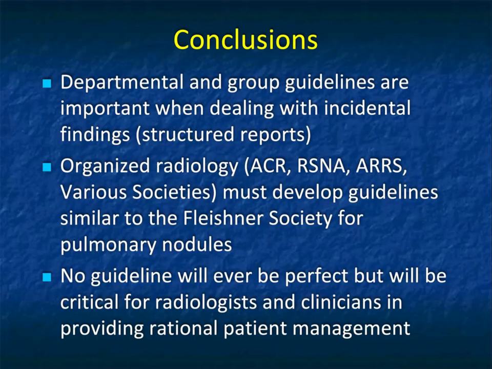So concluding, departmental and group guidelines are important with incidental findings. Organized radiology must develop guidelines similar to the Fleischner Society for pulmonary nodules, and these guidelines are being developed and they continue to evolve. No guideline will ever be perfect, but we need to do the best we can.